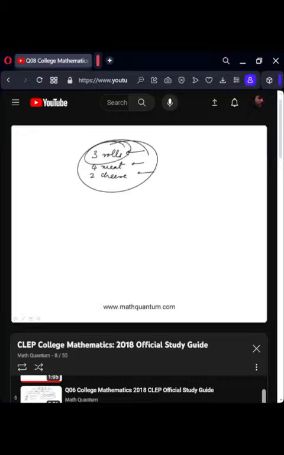So this would be the application of the fundamental principle of counting. For the first roll we have 3 choices, 4 choices for the meat and 2 for the cheese, so the number of different kinds of sandwiches I can make is the product of these, which is 24, and so choice C.